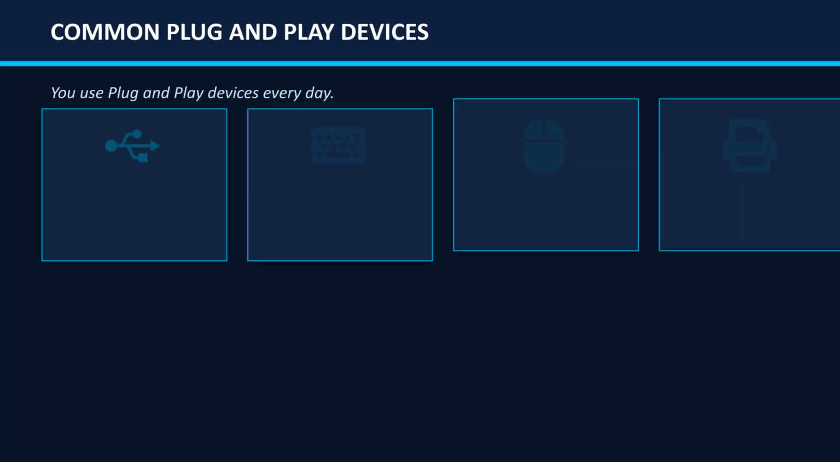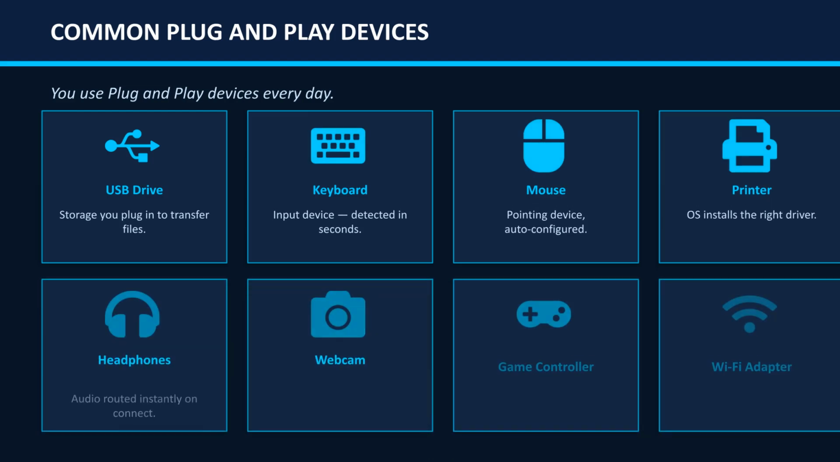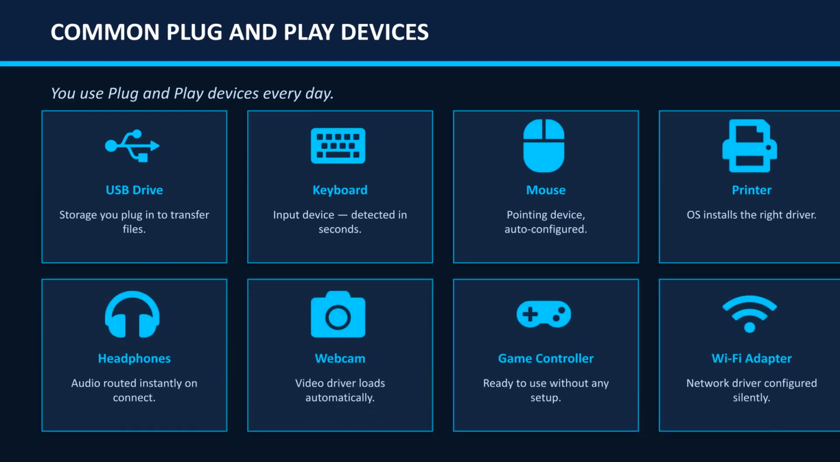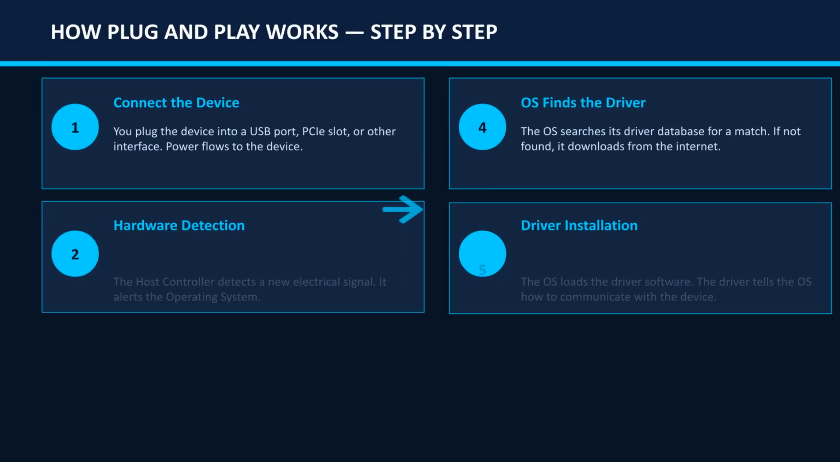You use plug and play every day. Common examples include USB drives, keyboards, mice, and printers. In each case, the device has a unique vendor ID and product ID that the operating system reads to instantly find the correct driver. The plug-and-play process follows 6 steps.